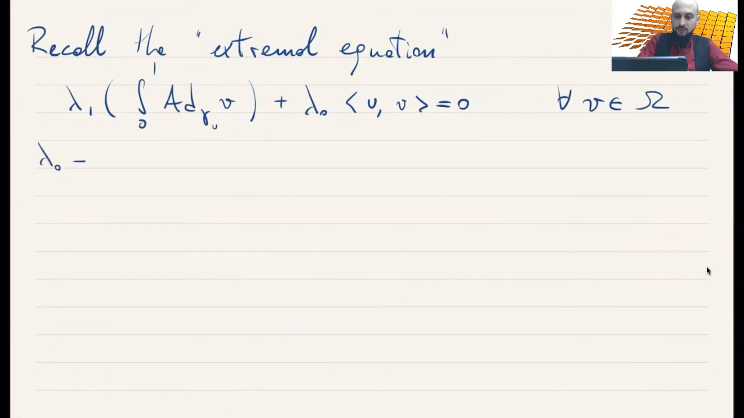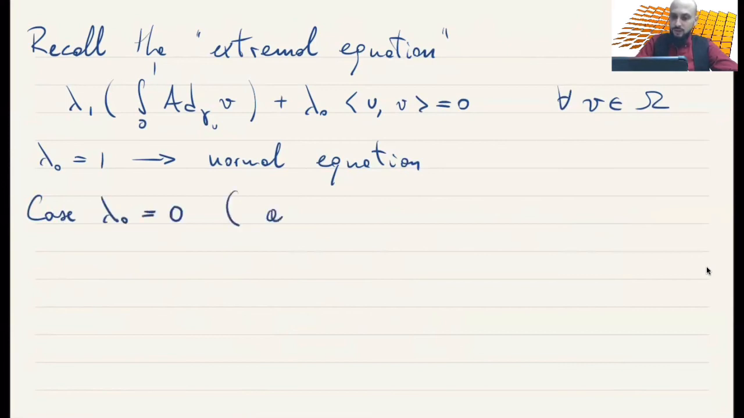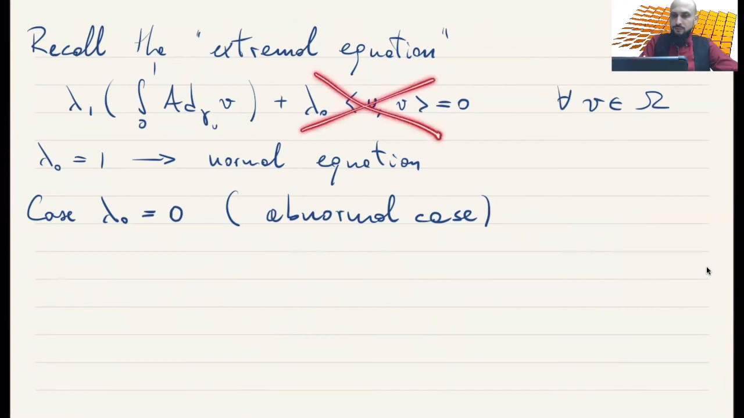We already discussed the case where lambda 1 is different than 0, up to dilating lambda 1 equal to 1, and we have the normal equation, right? Now let's consider the case instead when lambda 0 is equal to 0. We will call this the abnormal case. Okay, so this part, we don't have it, so this is equal to 0.